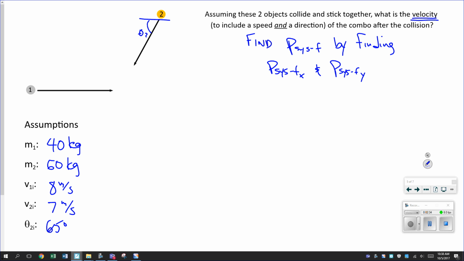Well, to do that, we use what's called a component solution. So to find P system final x, here's what we do. We say the initial, oops, I already screwed up. We say the initial x momentum must be equal to the final x momentum. So says conservation of momentum. All right. Now, how do we do that?